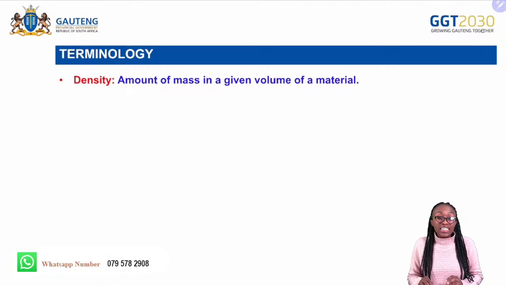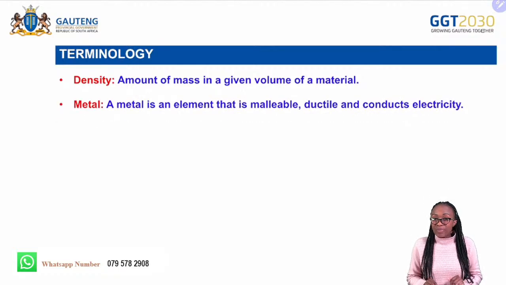The first one is density. Do you remember what density is from the previous lesson? If you don't, worry not, I've got you. So density is the amount of mass in a given volume of a material. The second term is metal. What is a metal? A metal is an element that is malleable, ductile, and conducts electricity.